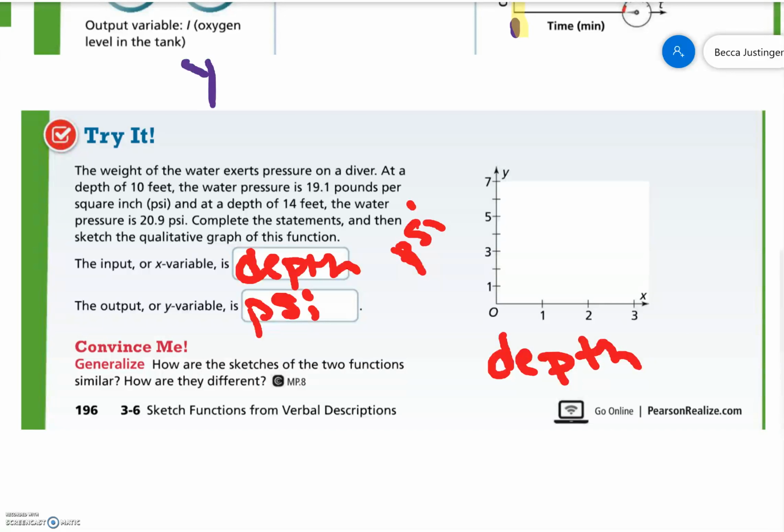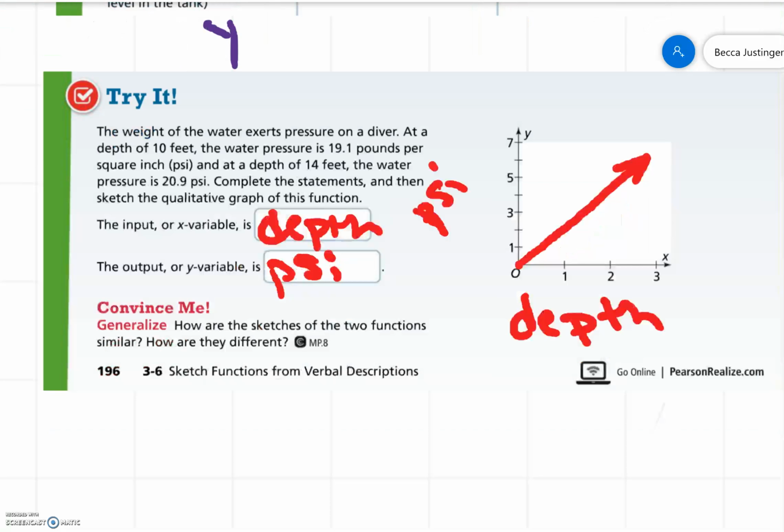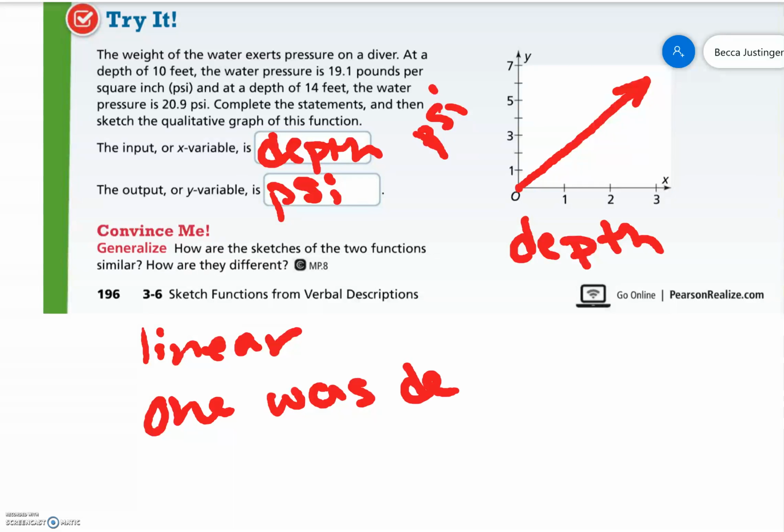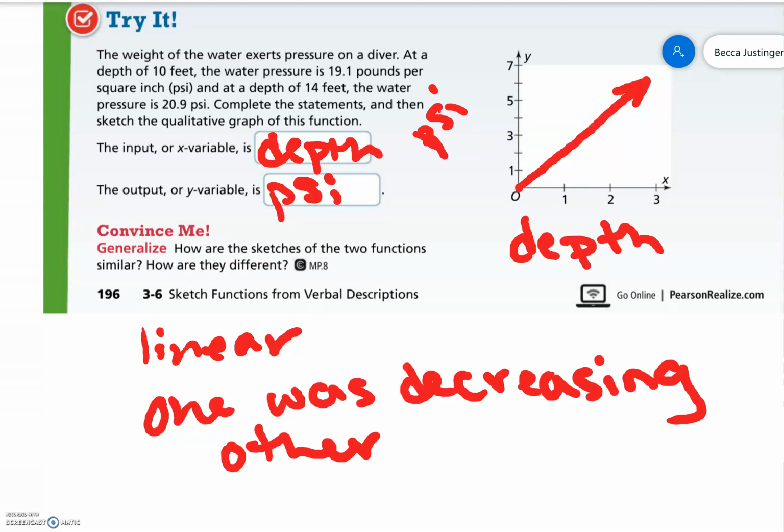And if you've ever been in a diving pool or a swimming pool, and you swim all the way to the bottom, your ears start to hurt. That's because the pressure is increasing. So when there is 0 depth, there's 0 pressure. But as our depth increases, so does the pressure. How are sketches of the two functions similar? How are they different? Well, both sketches are linear, but one was decreasing and the other increasing.